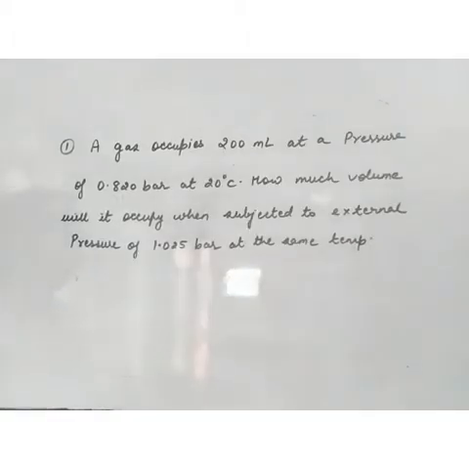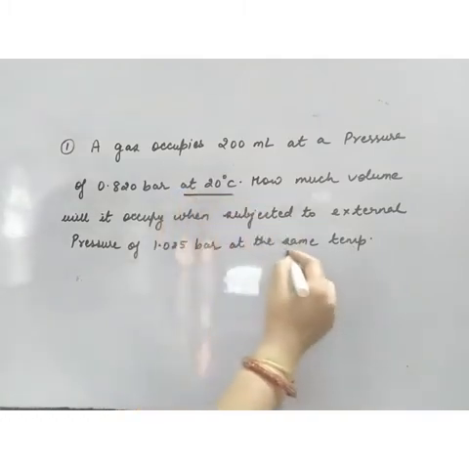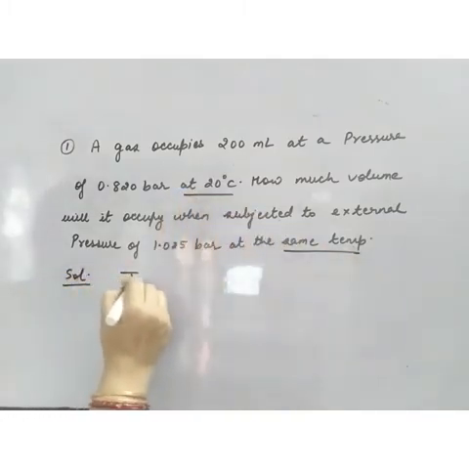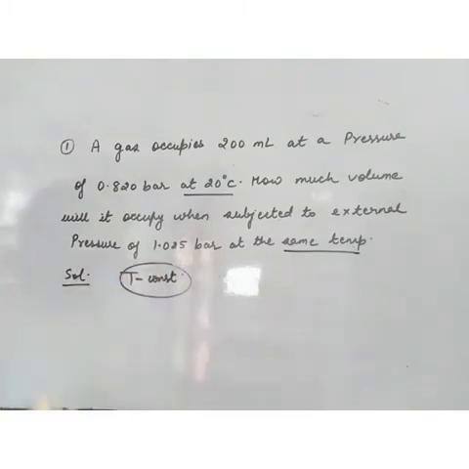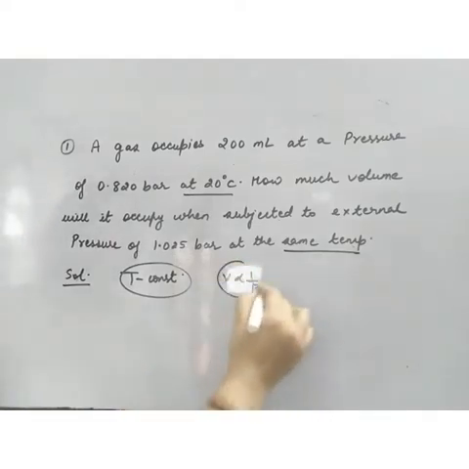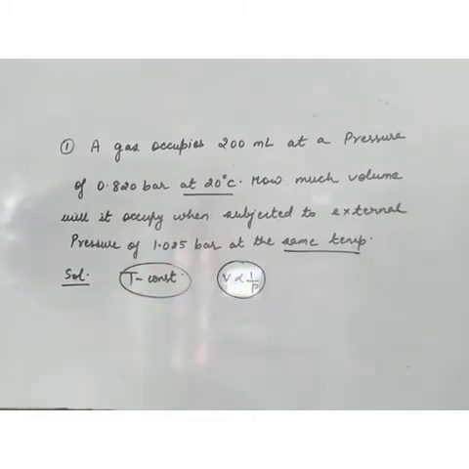The first question is, a gas occupies 200 ml at a pressure of 0.820 bar at 20 degrees Celsius. How much volume will it occupy when it is subjected to external pressure of 1.025 bar at the same temperature? Now you can see the temperature is 20 degrees Celsius and here also the same temperature. It means temperature is constant. And whenever temperature is constant, we have the relation between 2 variables. And what are the 2 variables? Pressure and volume. And we know the relation that volume is inversely related to pressure. Or we can say this question will be solved on the basis of Boyle's law.